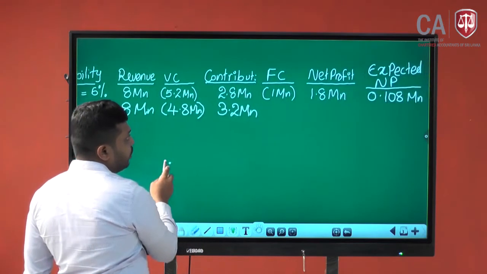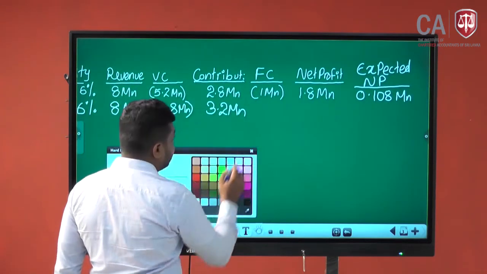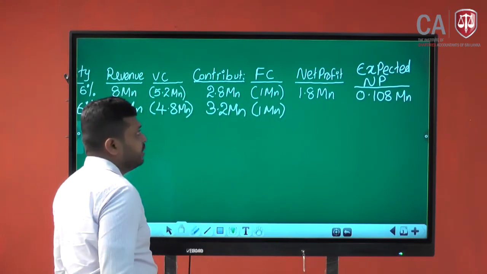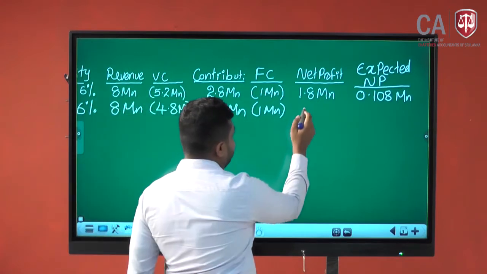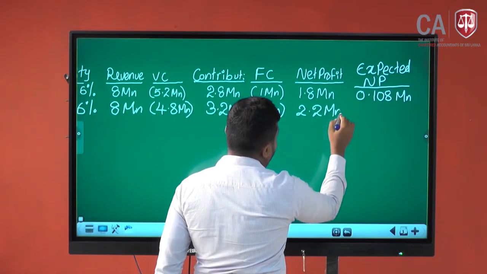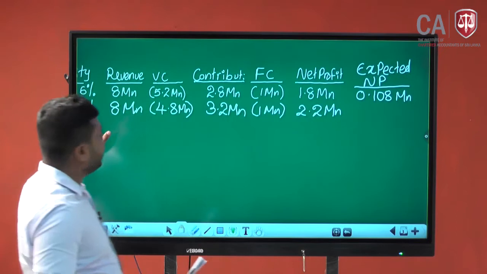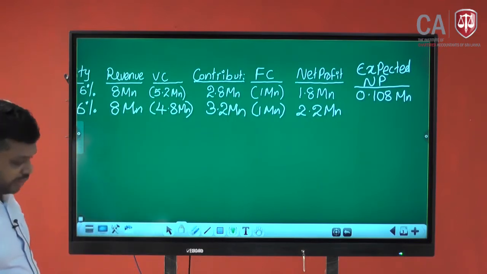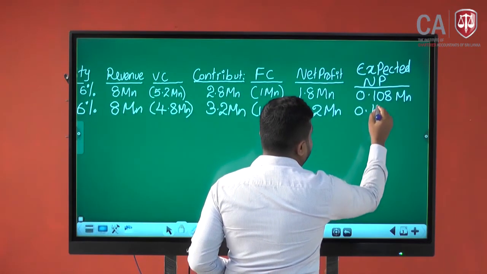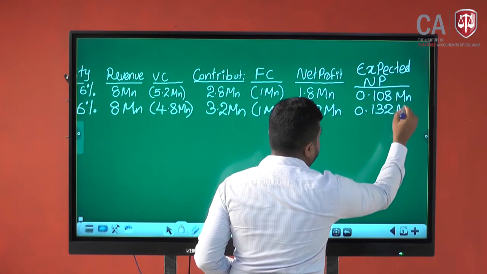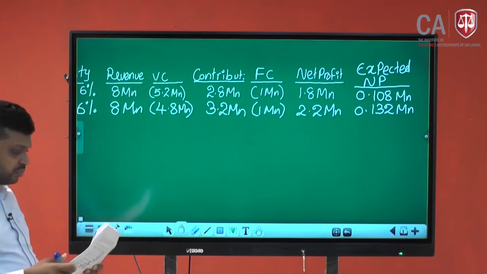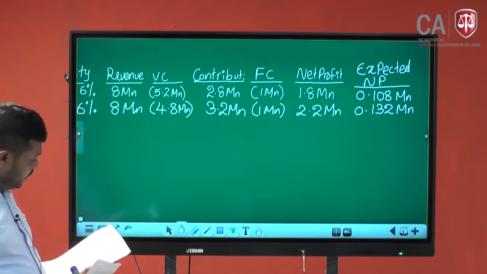Then fixed cost will be 1 million, it remains the same. Then 3.2 minus 1 million, 2.2 million will be the net profit. 2.2 multiplied by the joint probability of 6% will be 132,000. That means 0.132 million.